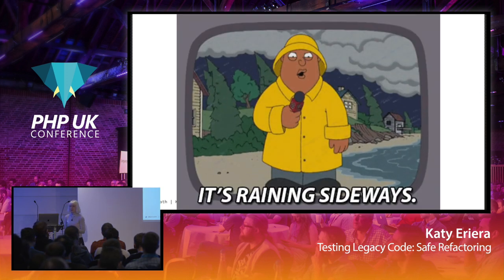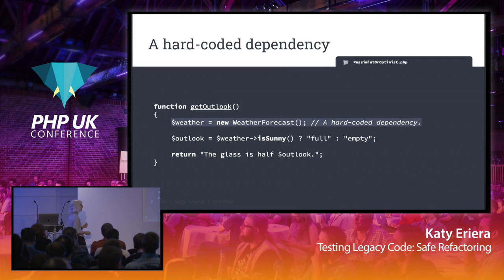The third thing that we're going to consider today is hard-coded dependencies, such as this. We're in Britain, I'm British, and my outlook on life depends a lot on what the weather is like, which is, to be fair, mainly grey and horrible. So I have a method here, getOutlook, which creates a new weather forecast, and it looks at the weather forecast, and if it's sunny, then it feels like my glass is half full. I'm great. Otherwise, my glass feels like it's half empty, and I'm kind of a pessimist, and it's going to return the value the glass is half empty or full, depending on what the weather forecast is. Great.